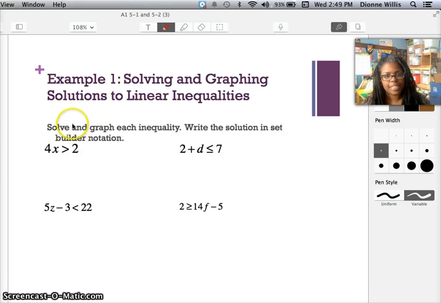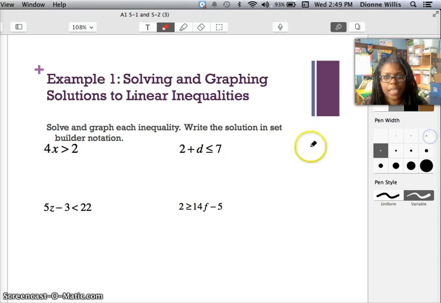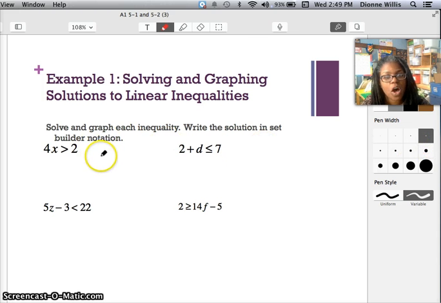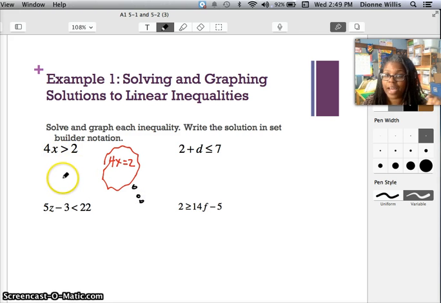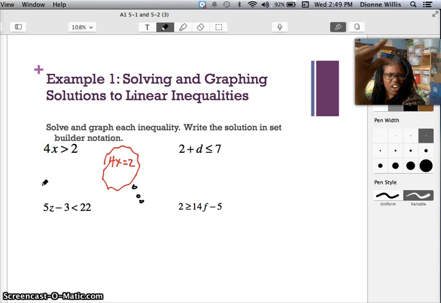So the directions here in example 1, we've got 4 different problems that we're going to work on and answer. The directions ask us, rather, to solve and graph each inequality. Write the solution in set builder notation. I want you to have in mind that you're going to treat this almost exactly as you would that equation. You're going to process that in the same way. But the only caveat is when we multiply or divide either side by a negative, we're going to have to pay special attention and turn our side around.